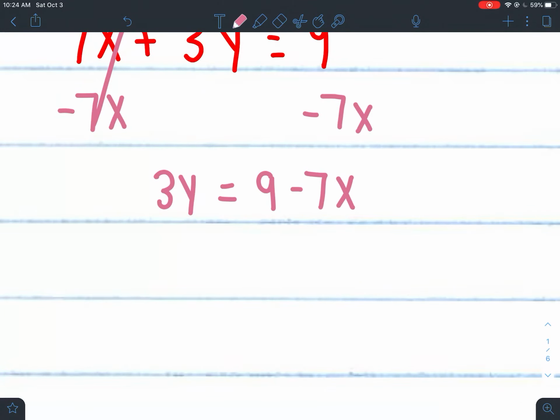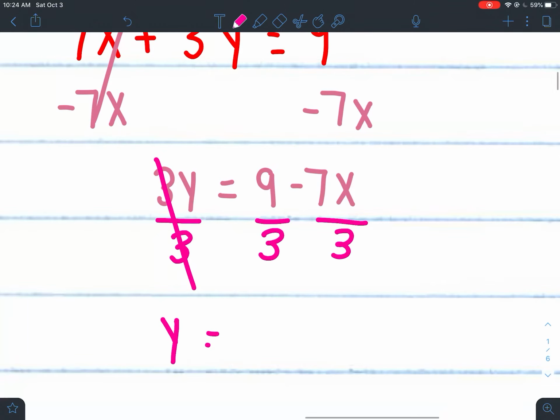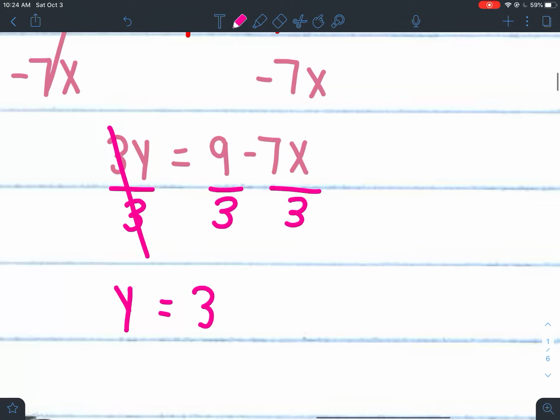Our next step here is going to be to divide by 3 to every term, to everything. So I'm going to take 3 and I'm going to divide it out to everything. So I have y, because 3 divided by 3 is 1 and they cancel. 9 divided by 3 is 3. Negative 7 divided by 3 is going to be negative 7/3 x.